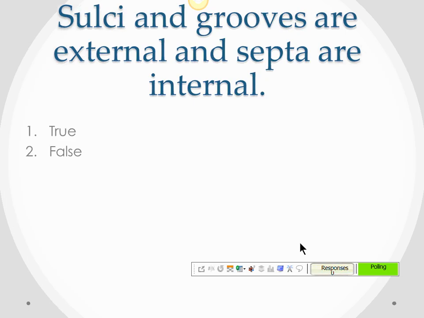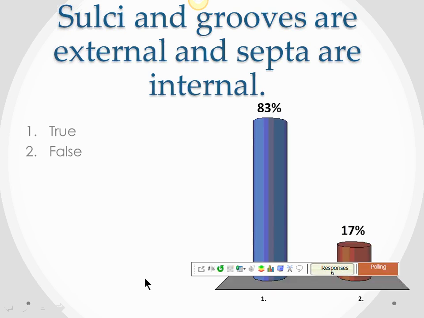So let's answer this question. Sulci and grooves are external and septa are internal. Is that a true or false statement? True. Septa are internal, sulci are present on the outside. So this is a true statement. We call it a groove when it's on the outside and septum when it's inside between chambers.